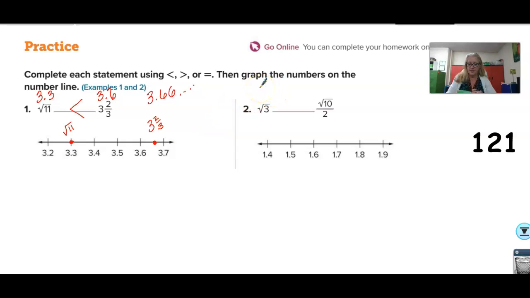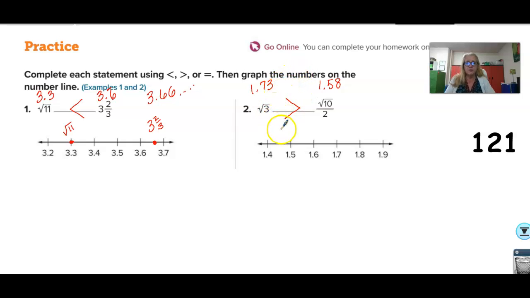Number 2, square root of 3. Hit second x squared button and 3, and I get 1.73. Square root of 10 divided by 2. Second x squared button, 10 equals, divided by 2 equals, I get 1.58. All right, so 1.73 is larger, so the alligator will want to eat the bigger number.